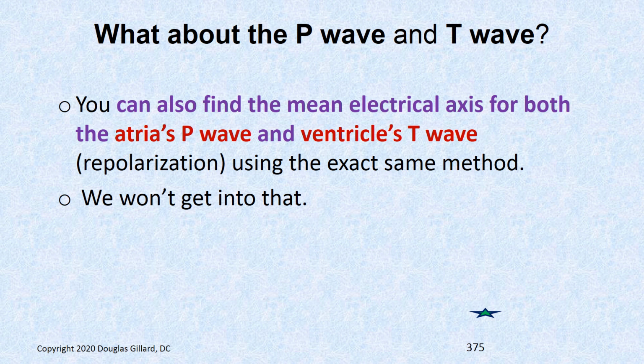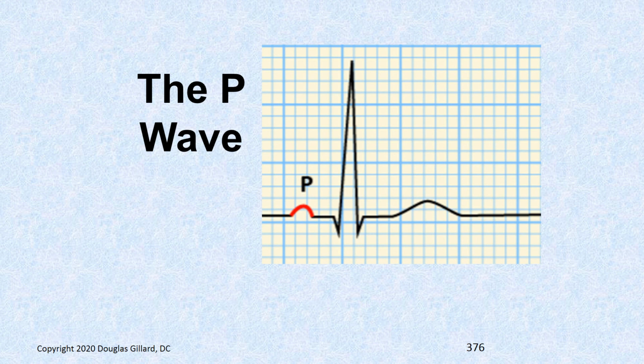All right, let's do just a little bit more. What about the P wave and the T wave? You can find the mean electrical axis for both of these. We're not going to worry too much about that, though, but you could do it if you wanted. Let's talk about this P wave.